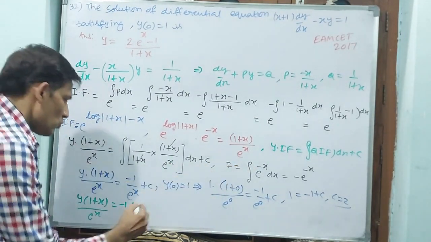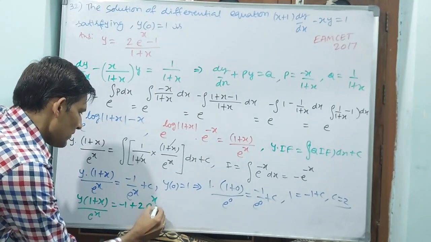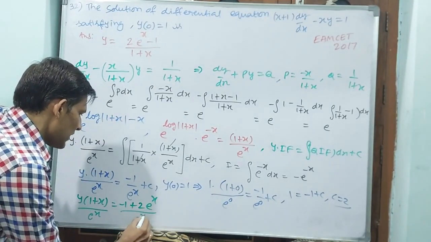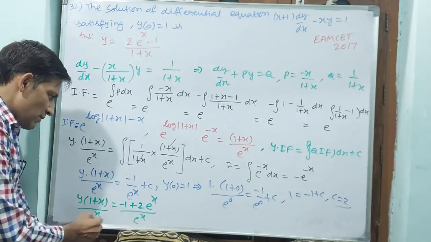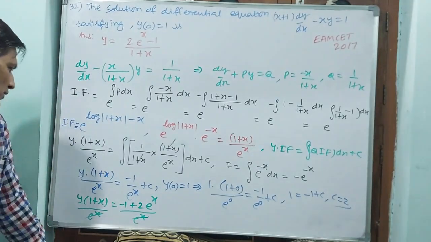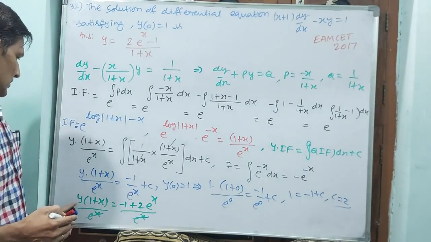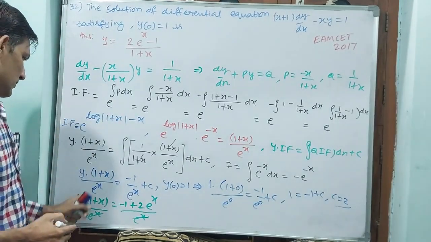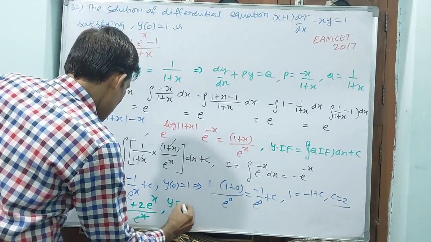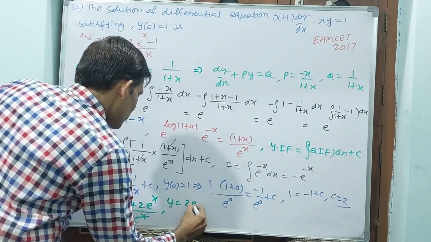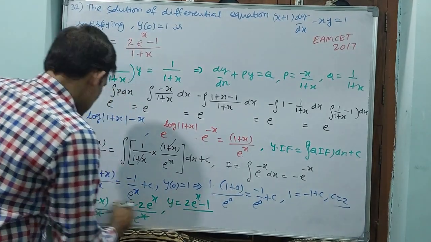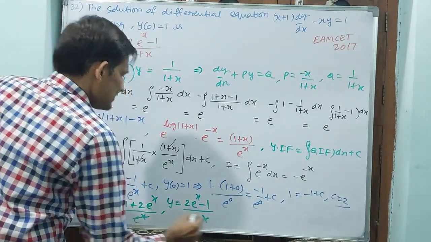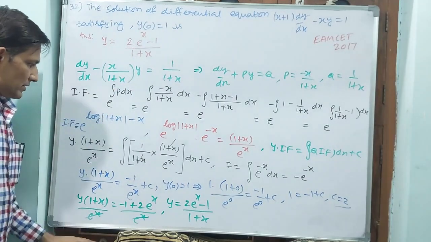C is how much? 2. 2 times of e power x divided by e power x. Now both sides e power x in the denominator cancel out. If we cancel out, then see y is equal to 2 into e power x minus 1 divided by 1 plus x. Is this the answer, you see?